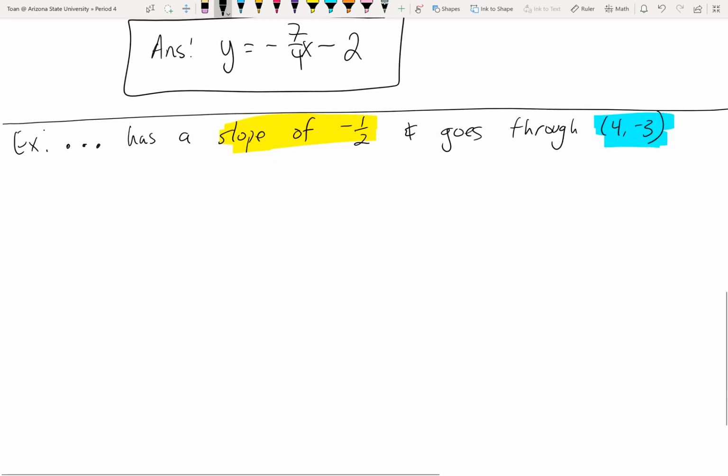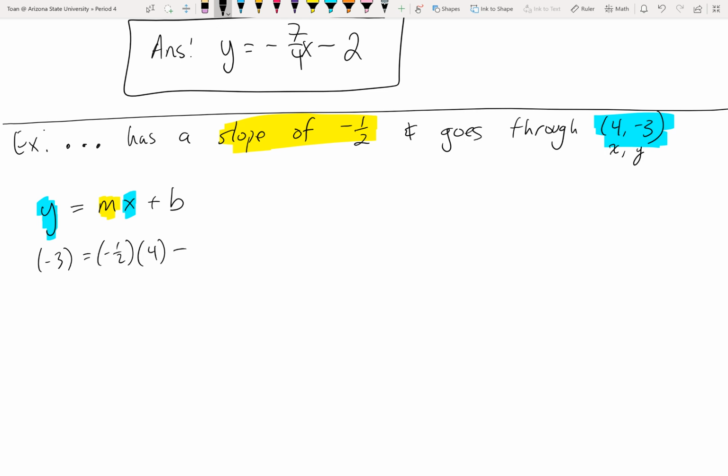Most students like to go back to their tried and true form, y equals mx plus b, and that will totally work. The only thing different in this case is they give me information about the m, and a point. You have to remember that all coordinates are an x value, comma, a y value. They do not give you any information about the b, the y-intercept, so you have to solve for it. So just plug everything in. y is -3 equals m is -1/2, x is 4. They do not give me a b, so I leave it as a variable.